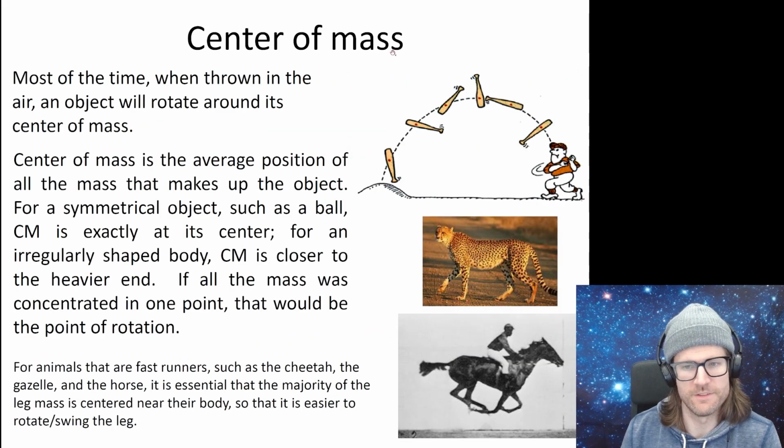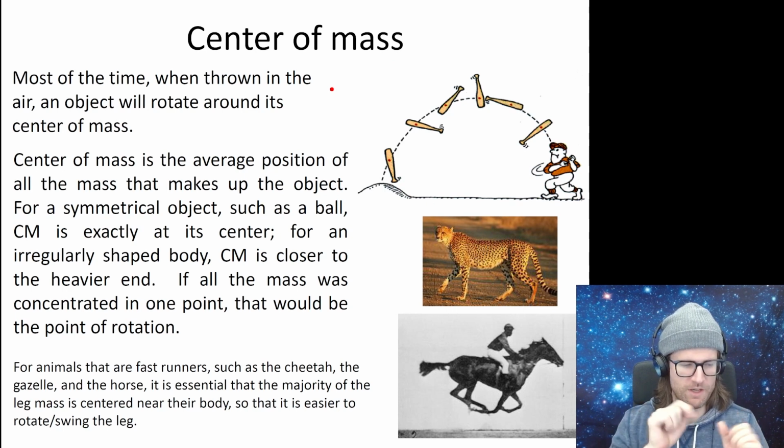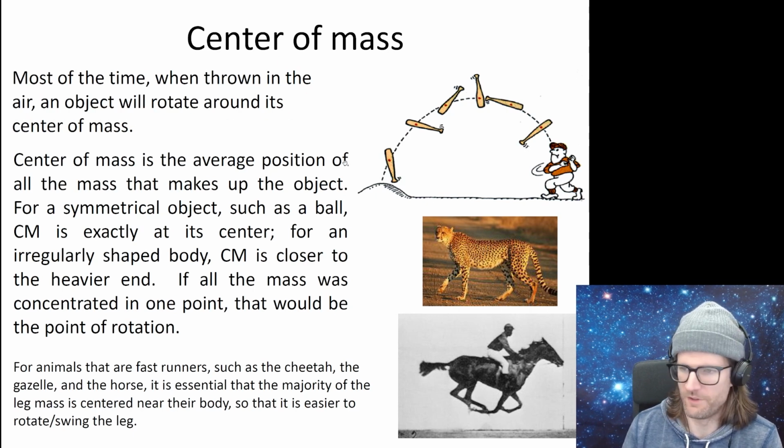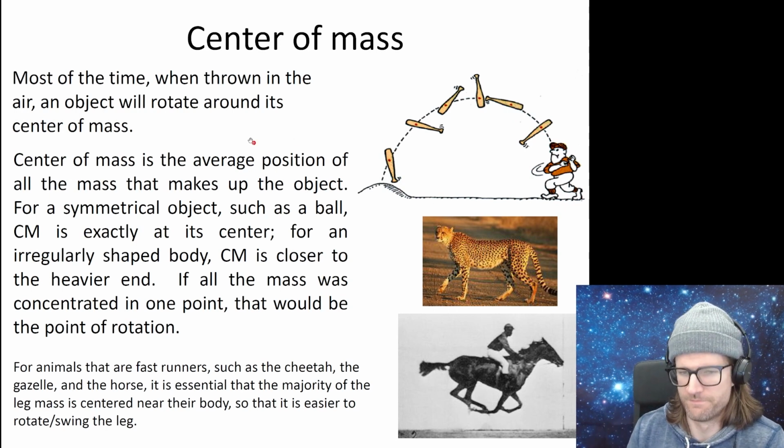Okay, center of mass. Center of mass is where if we averaged out the positions of all of the masses in an object, we could act as if it's concentrated in the center. So let's read this. Most of the time, when thrown in the air, an object will rotate around its center of mass. Okay, so this baseball bat here thrown will be doing some complicated rotation, but the center of mass will follow a nice path, and the bat will rotate around that point.